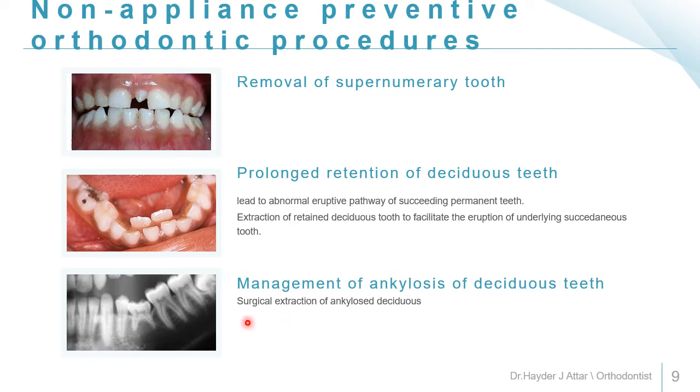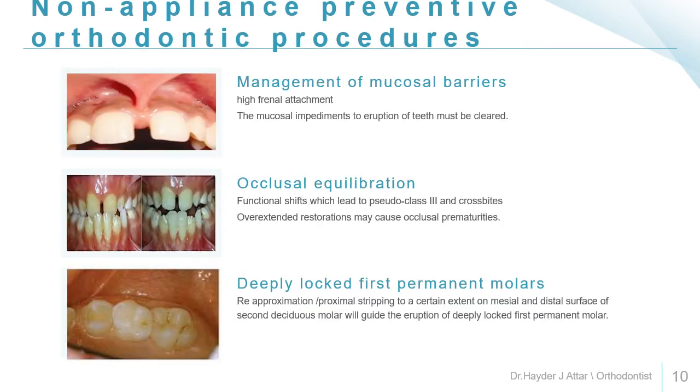So in this case, you may need a surgical extraction for the ankylosed teeth when there is a succedaneous permanent tooth, while when there is no succedaneous tooth, or congenital missing of the succedaneous permanent teeth, in this case we have to preserve the primary tooth by a restoration that can withstand the presence of the permanent teeth.